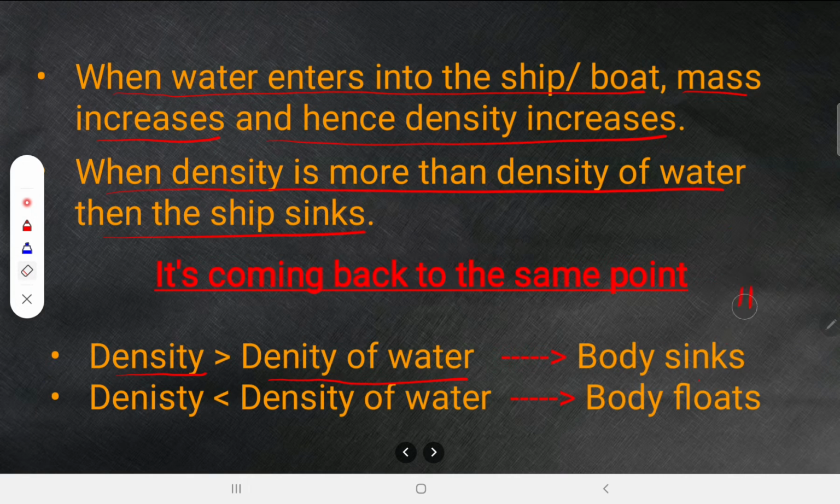Look at this. If the density of any material, for that matter, is greater than the density of water, the body sinks. If the density of any material or matter is less than the density of water, the body is going to float. All right, I hope you can remember this and you can answer why ships float, or sometimes why they sink.